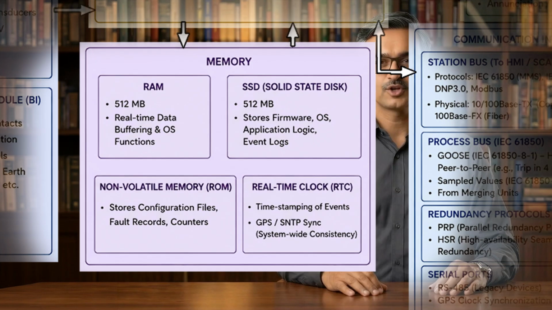Finally, a real-time clock, or RTC, provides precise timestamping for all events and faults. This clock is often synchronized via GPS or SNTP to ensure system-wide consistency.